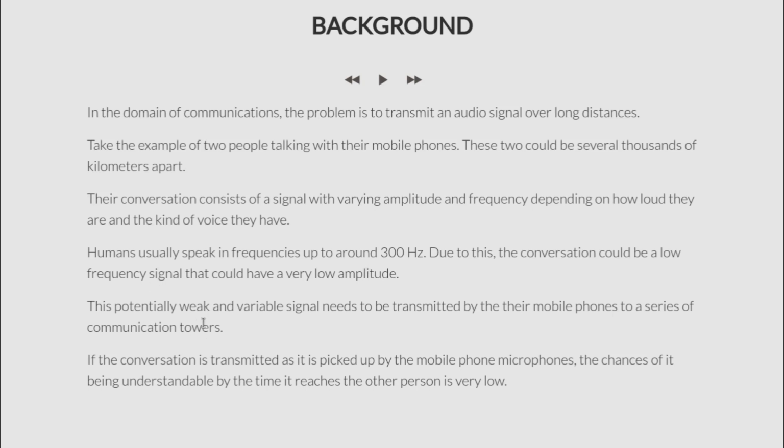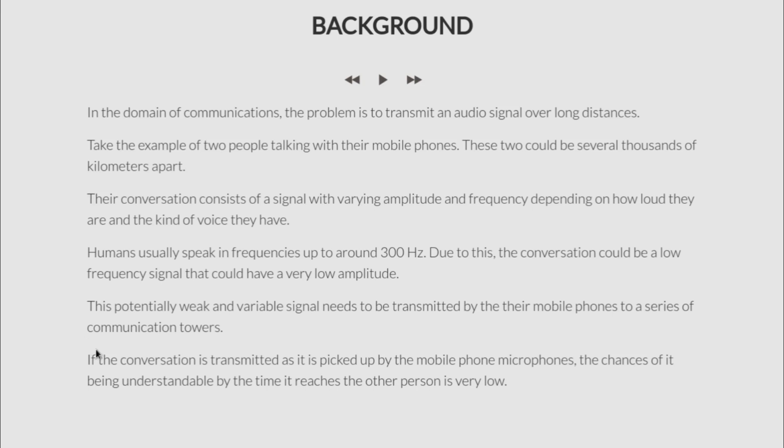Now the challenge here is we need to take this signal, this potentially weak and variable signal. Not only is it variable, it is also potentially quite weak. And this signal needs to be transmitted by the mobile phone to communication towers. For example, the mobile phone is going to transmit it to a communication tower. There may be a series of communication towers. Again, I do not know much about communication, so I'm just giving an example. And finally, the last communication tower might end up transmitting it to a communication satellite. This is how it happens.